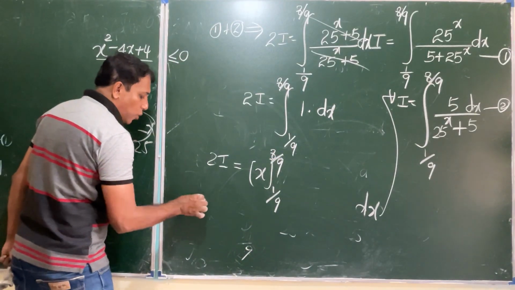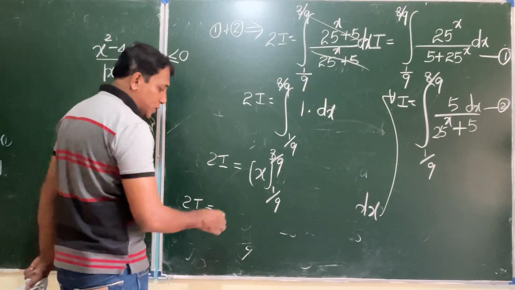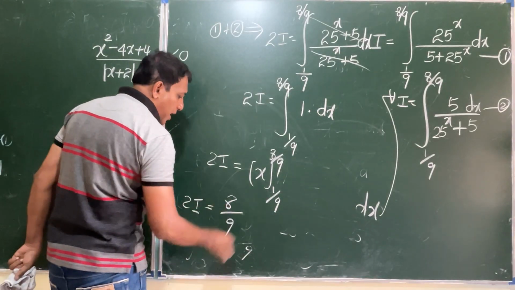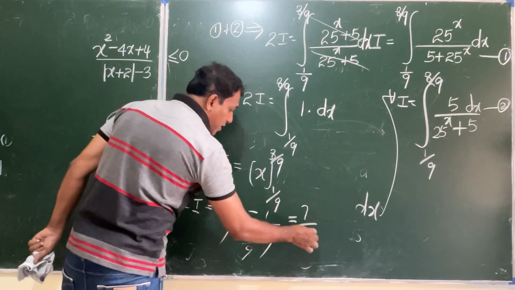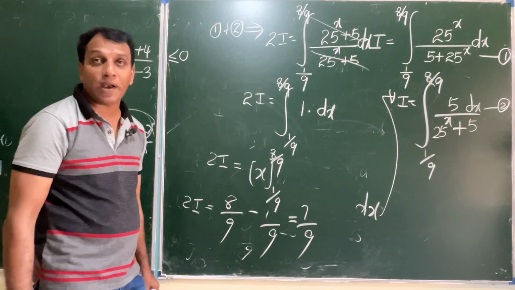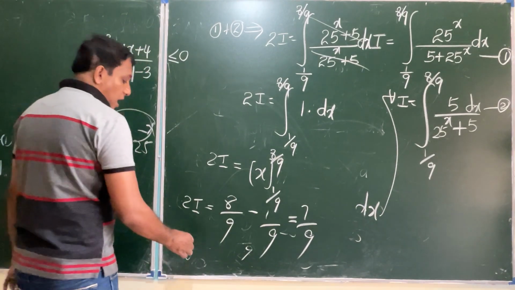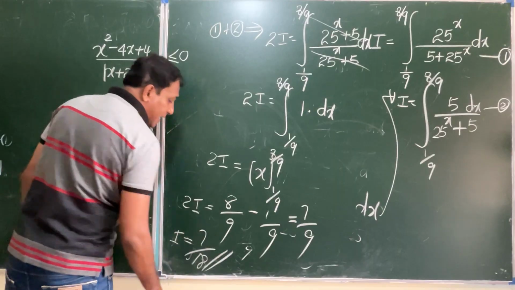So what is that? 2y equals, simplify: upper boundary minus lower boundary. Substitute x for 8/9 minus x for 1/9, that is 7/9, right? So 2y equals 7/9. As a result, y equals, dividing by 2, 7/18, right?